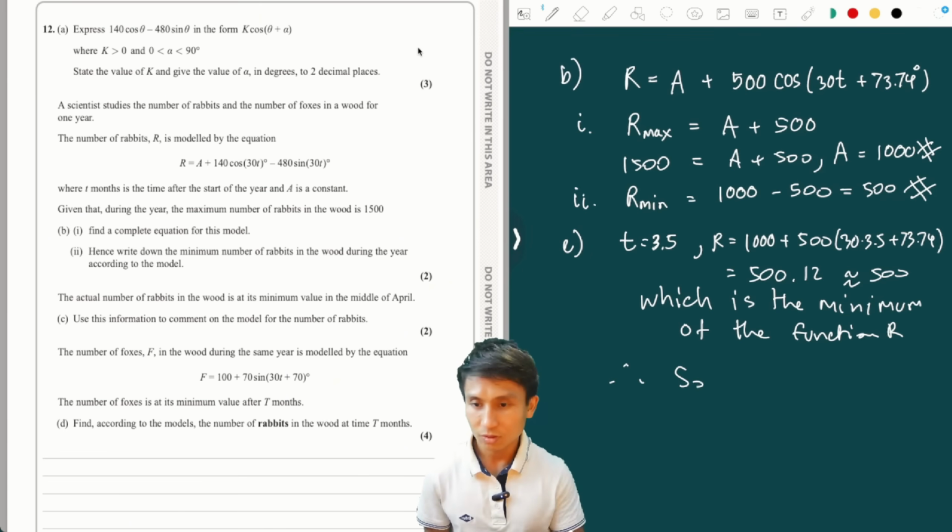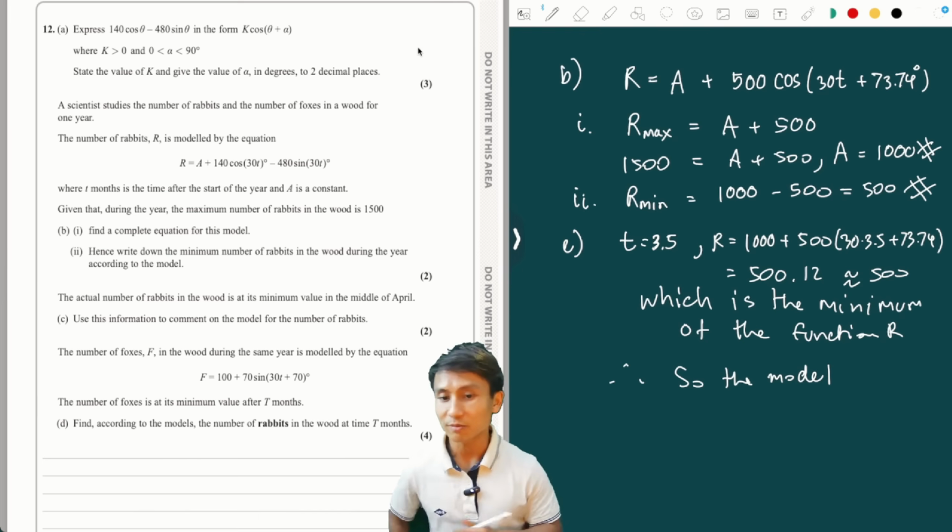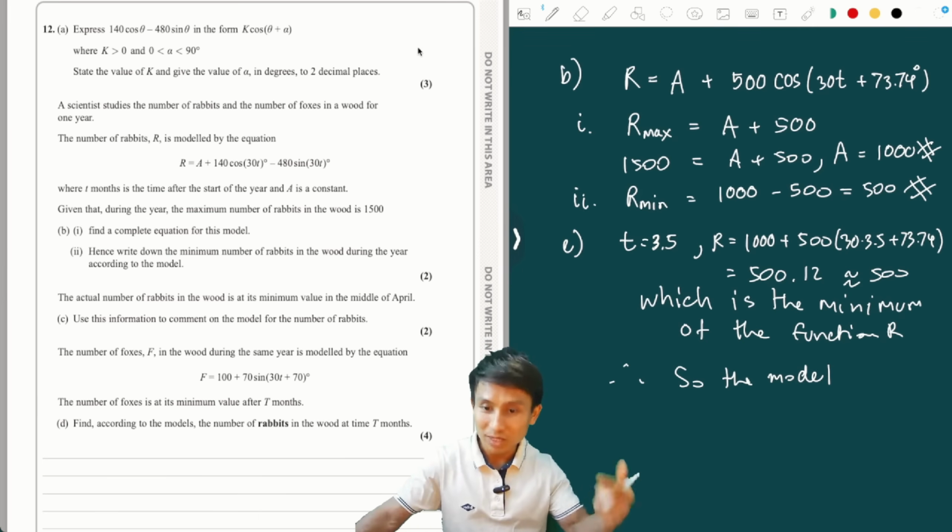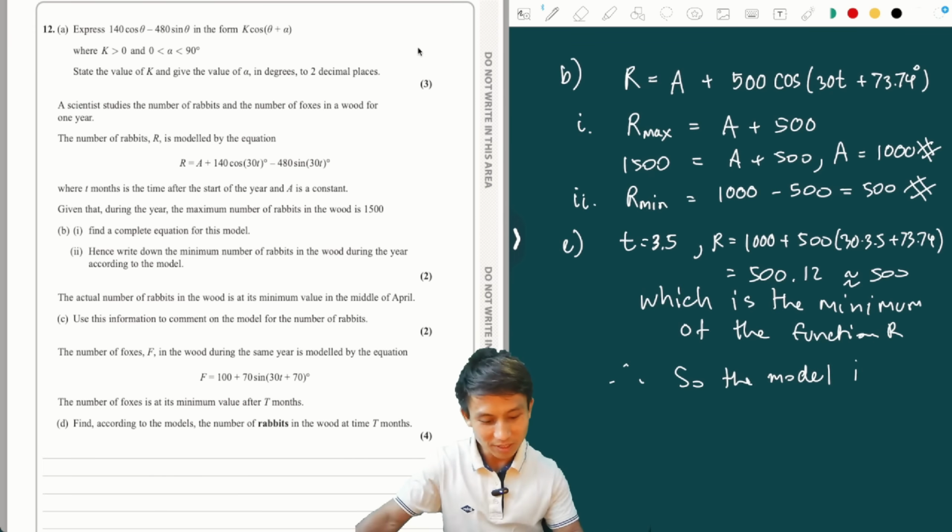So the model that we substitute to get the minimum is actually giving you the minimum when you substitute 3.5 in. So the function gives the minimum indeed, because the actual number is also the minimum. So the model is accurate because it also gives the minimum, right? So it should be accurate. So that's the working there.